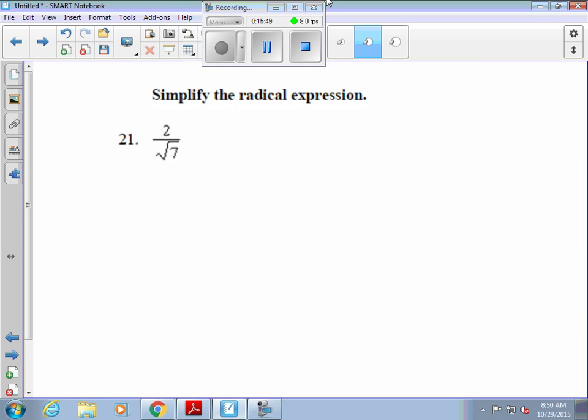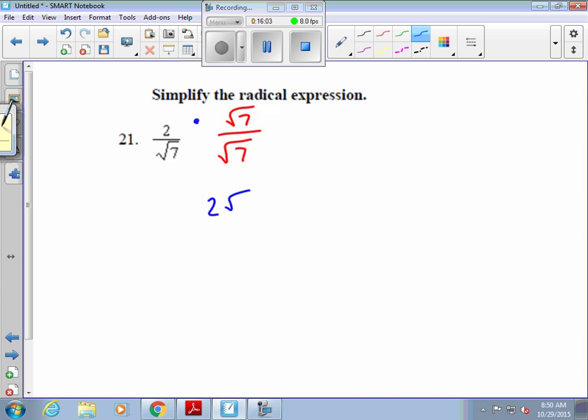21 says simplify the radical expression. Remember, you can't have a radical at the bottom of a fraction, so you have to rationalize it. Whatever's on the bottom, in this case the square root of 7, you multiply by that over itself. That's called rationalizing. If you go straight across, 2 times the square root of 7 over the square root of 7 times the square root of 7 would be the square root of 49, which is going to go right back to being 7.